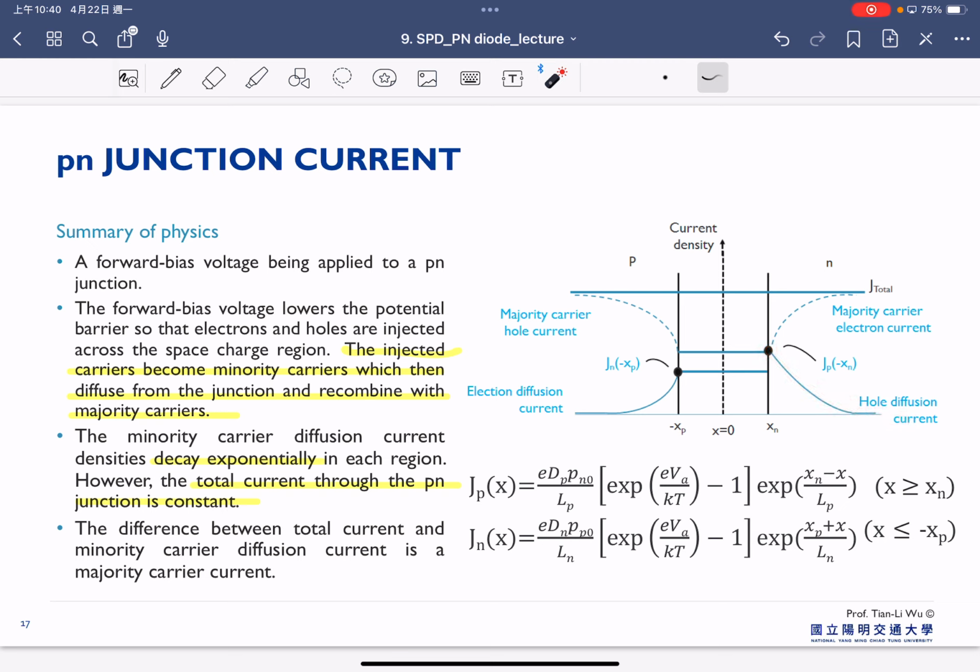So try to read the text by yourself and try to feel whether you can understand. If you can understand the whole text with some of the explanation in the previous slide, that means you actually fully understand what happens here.